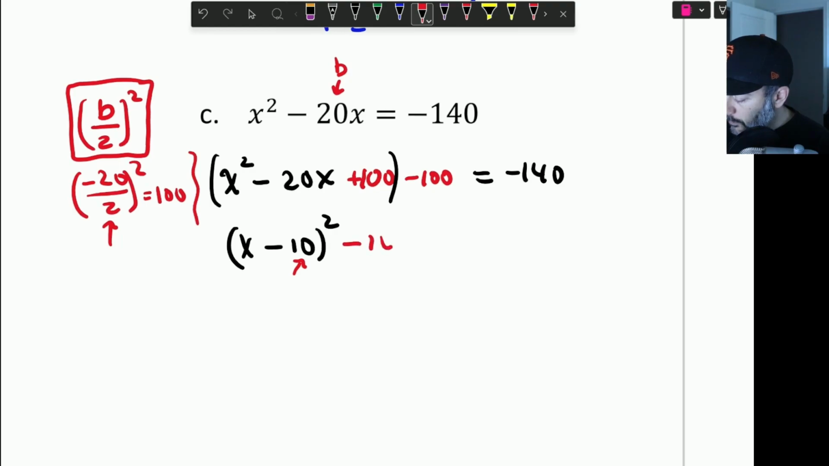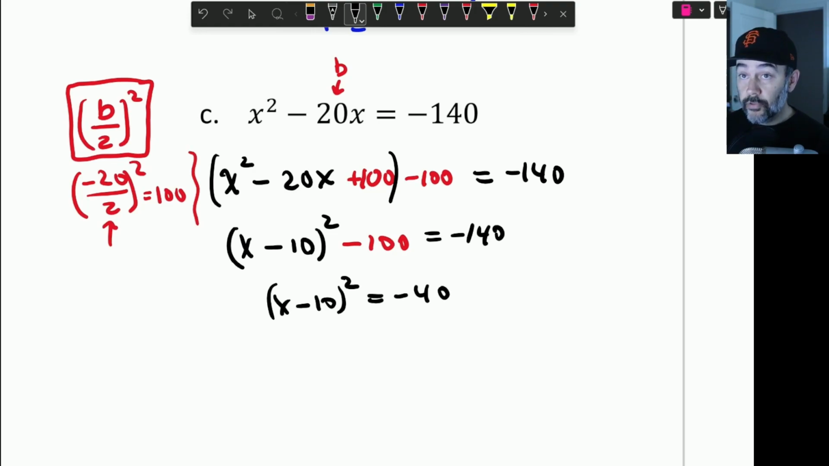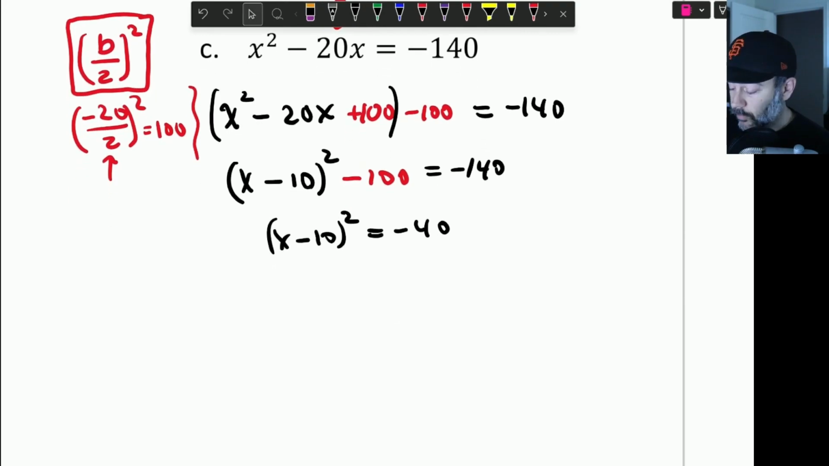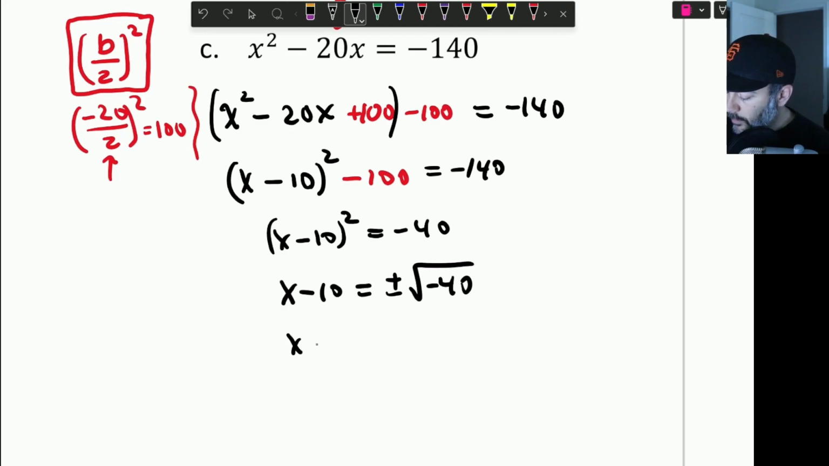And what do we have here? Negative 100 equals negative 140. And I'll clean up that little arrow there. And we have (x - 10) squared equals, now we got to add 100 to both sides, negative 40. So because I have a negative on the right-hand side, the solutions here are not going to be real. They're going to be non-real complex numbers. Square root of both sides, plus or minus the square root of negative 40. X equals positive 10, add 10 to both sides, plus or minus the square root of negative 40.